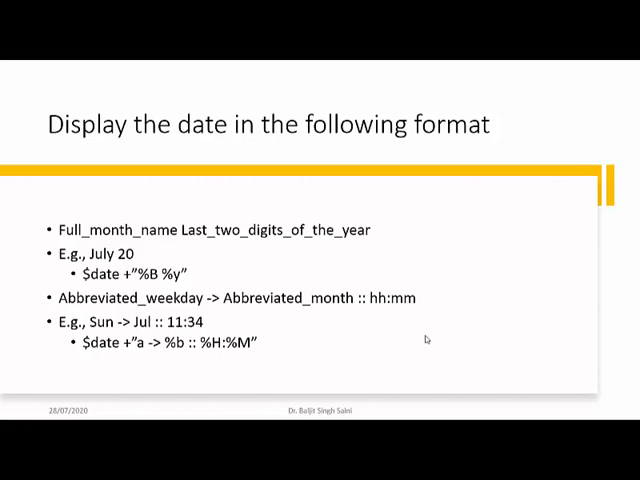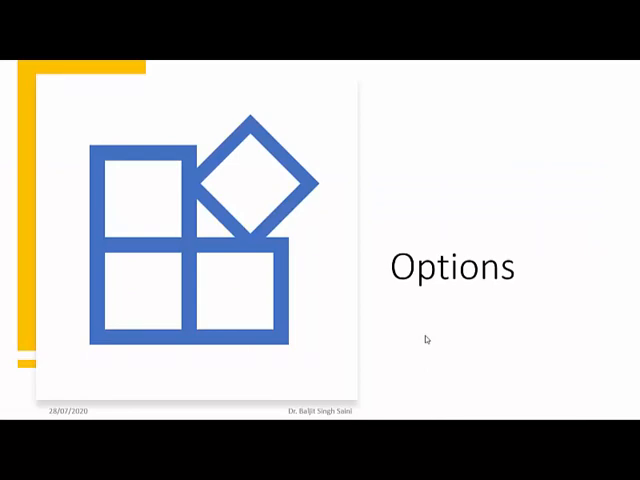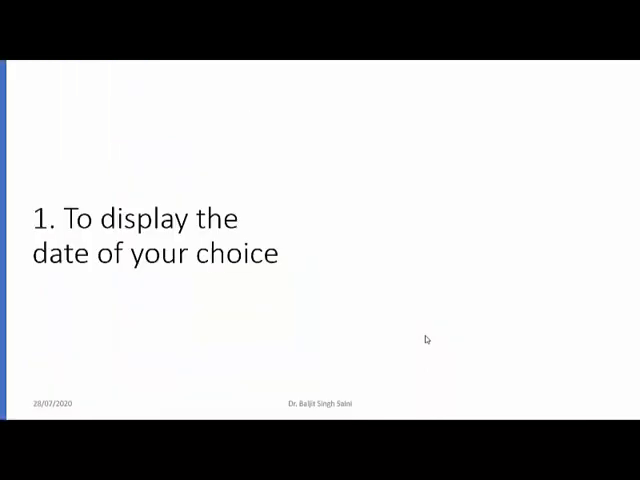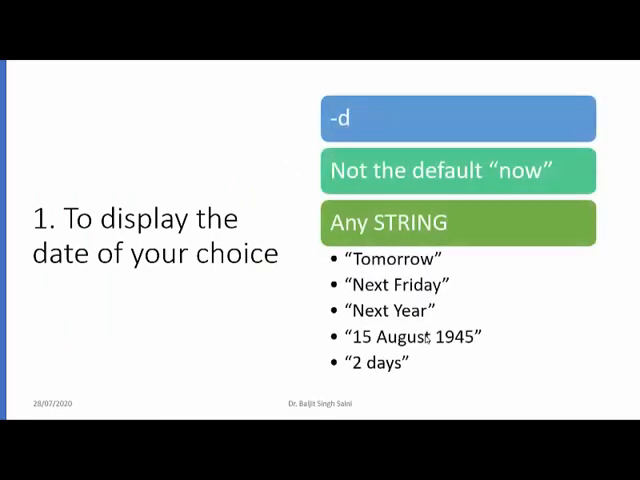Next, we are going to learn some options that are used with the date command. So the first option is about how to display the date of your choice. The answer is the -d option. Now by default, date prints the current system date. So whatever is the date today. But what if you want to know the date for tomorrow or next Friday or next year and so on? So we can use the -d option along with the reference strings like mentioned here.